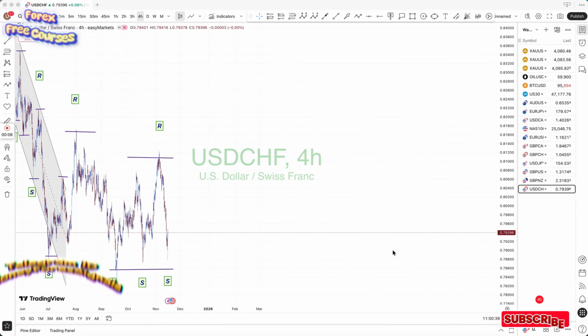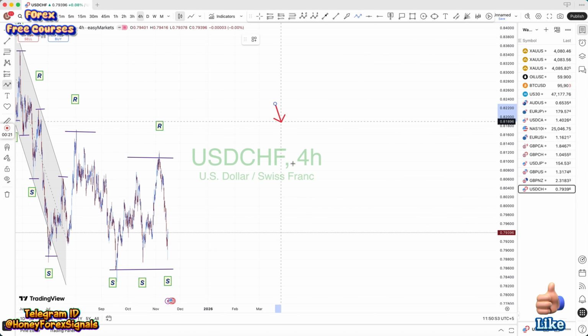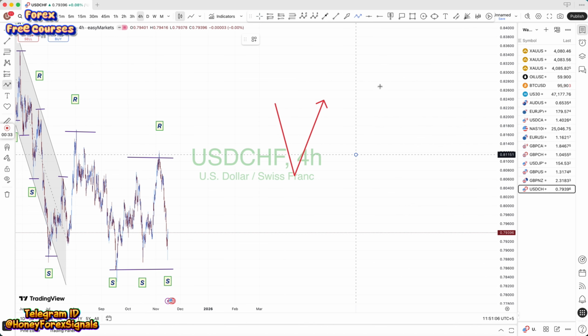Our second lesson is SNR. S means support and R means resistance. So first we look here at how to use it. See here, this is our support zone. And this is our resistance zone.